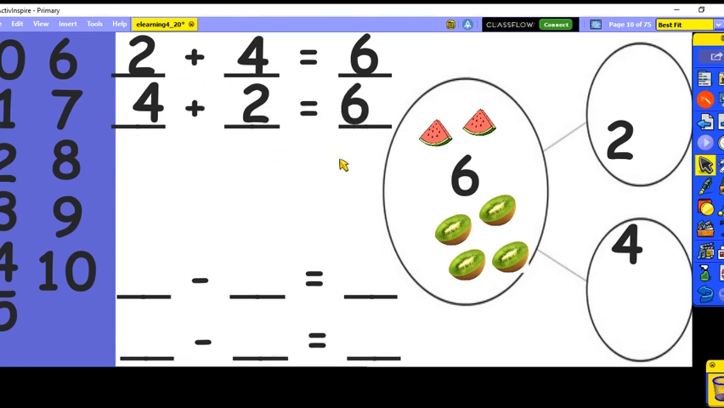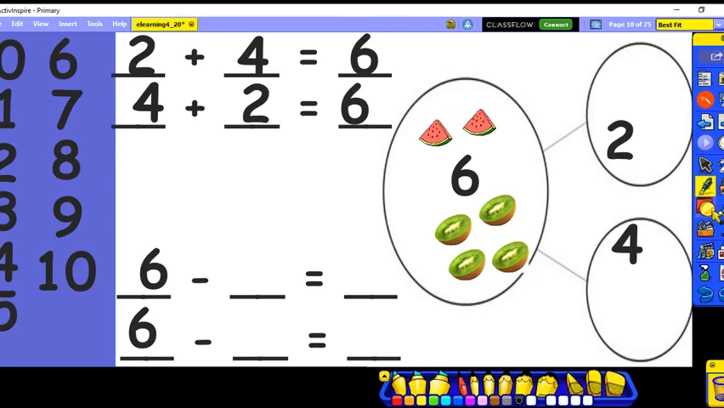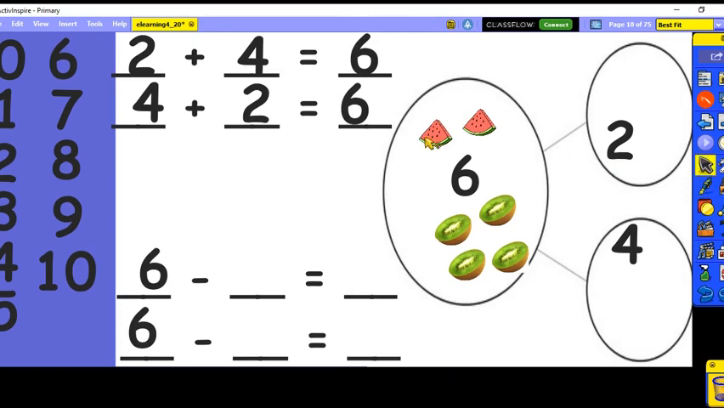Now, when we're doing our subtraction facts, we've got to start with our total. Our biggest number has to go first when we subtract. So we're going to start with the total, and we're going to subtract each part. So 6 minus 2, so let's take 2 away. Oh, you know what? We can just move them over here. 6 minus 2, and you get how many? 1, 2, 3, 4. So 6 minus 2 equals 4.